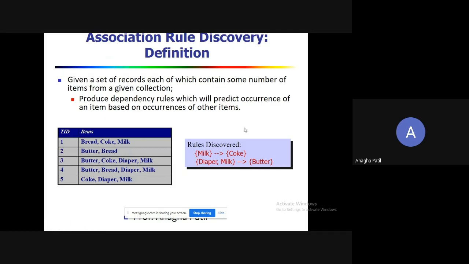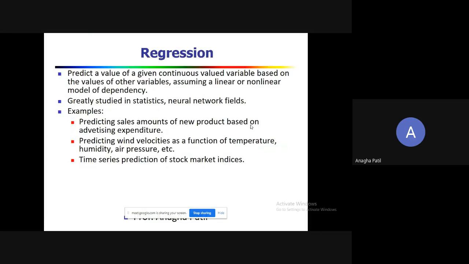Now, how can we use these rules? Suppose I am the manager of a particular store and I have found this association, that whenever milk is bought, coke is also likely to be bought. I can rearrange my shelves and keep the coke bottles near the milk bottles so that the purchase of coke increases, or else I can put up an offer so that they are bought together. This is how an analyst can make business decisions and increase sales. This is how association rules work.